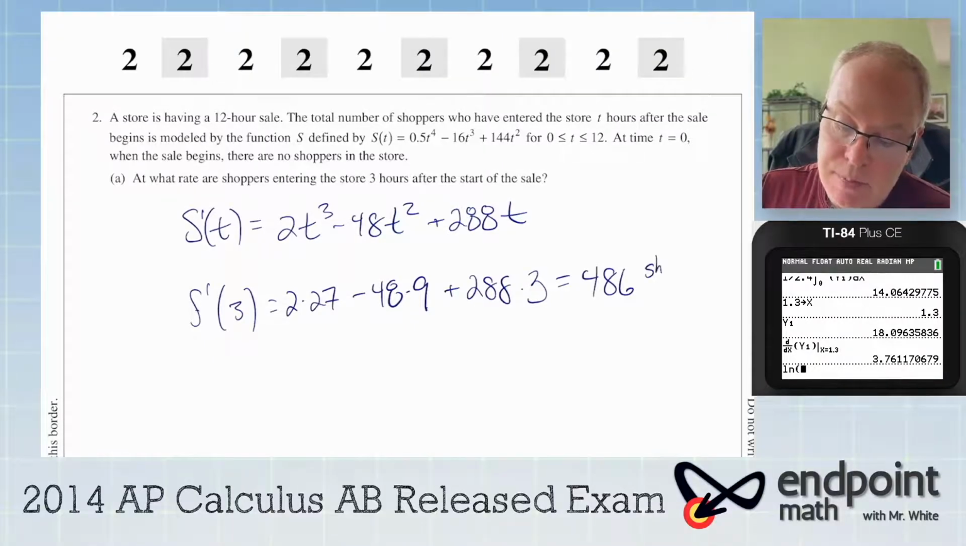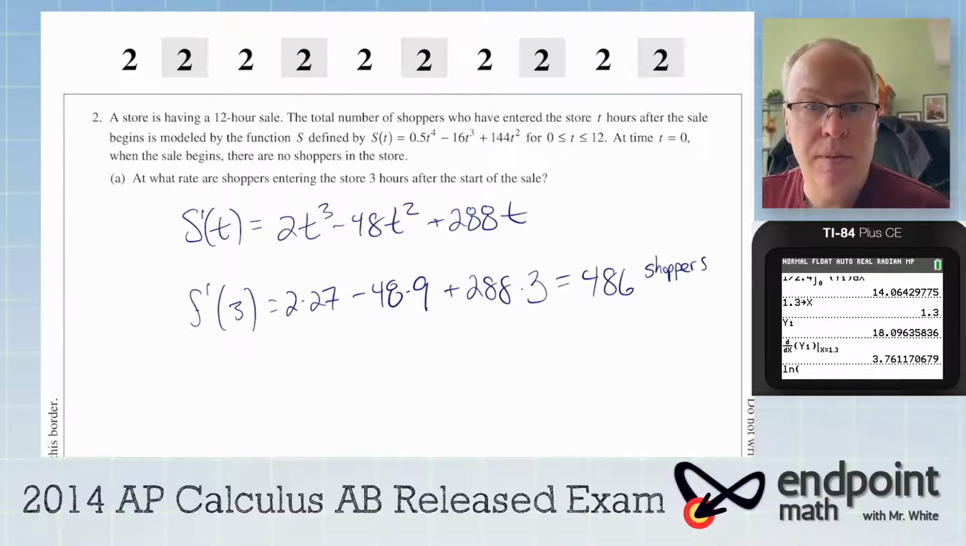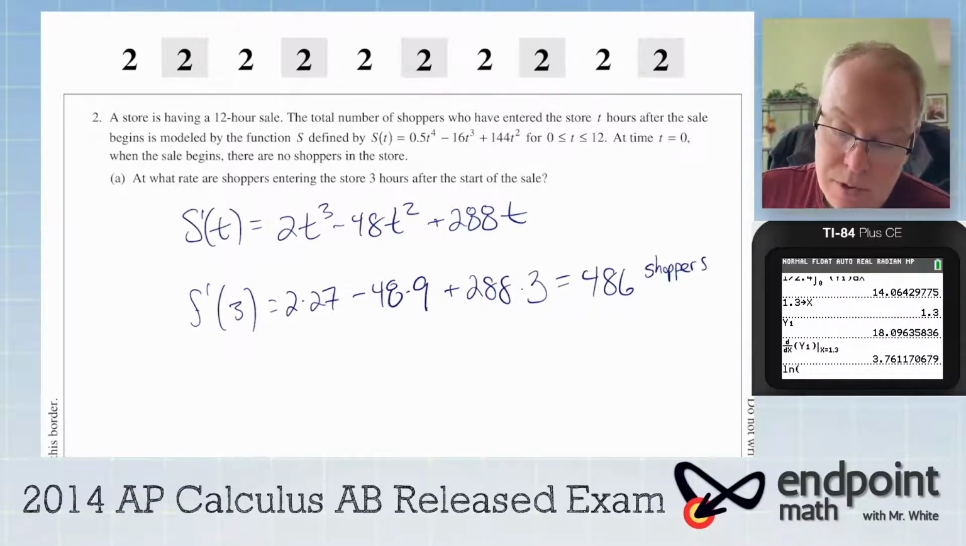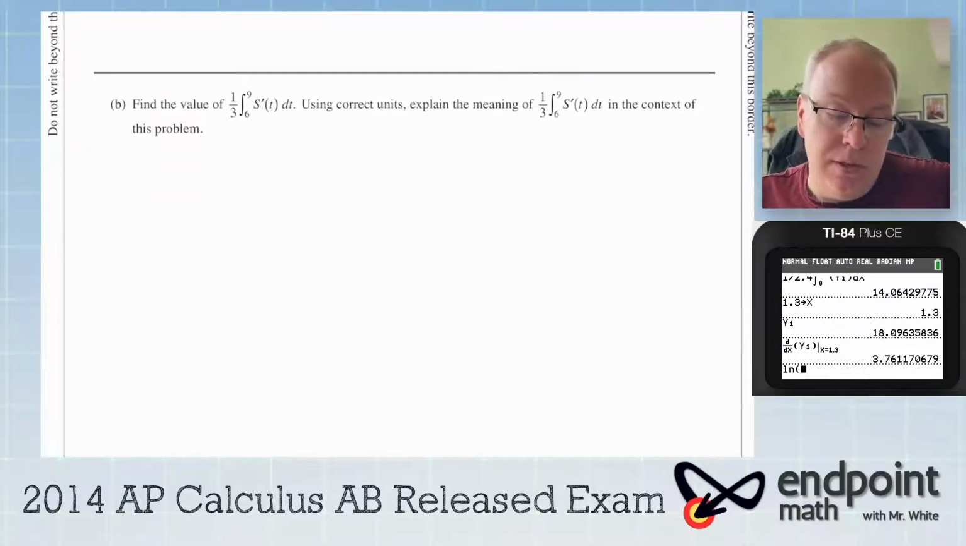486 shoppers. Now, it's not total shoppers. Remember, this is the rate. Shoppers per hour. So make sure you get that unit right, because otherwise they're going to dock you a point on the rubric. All right, so I think we answered everything on number 2A. So let's go down here.